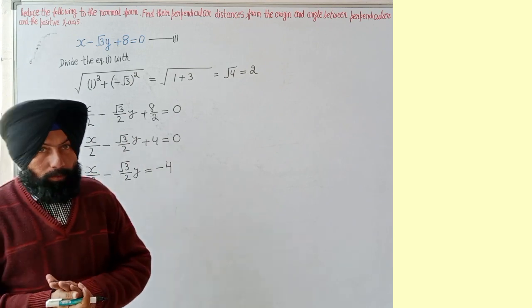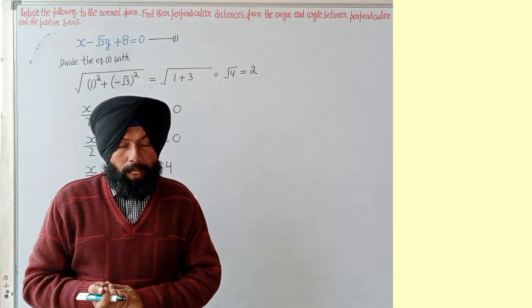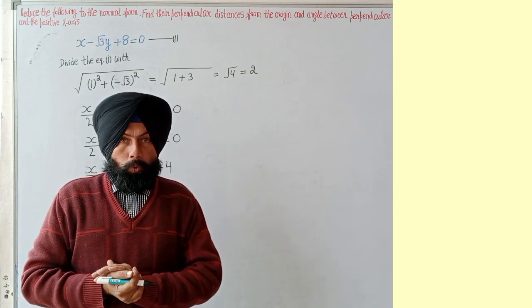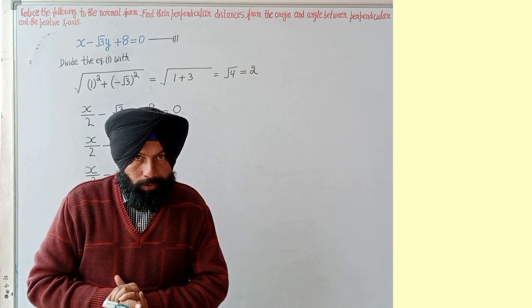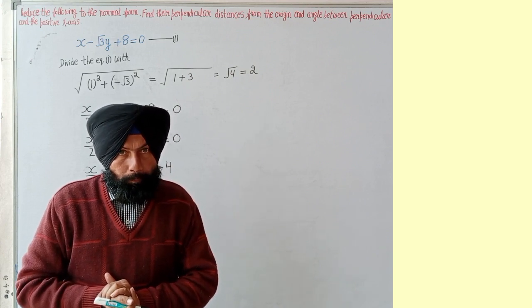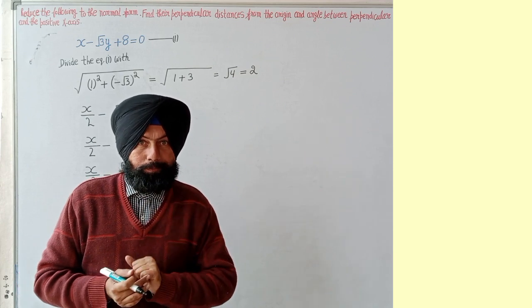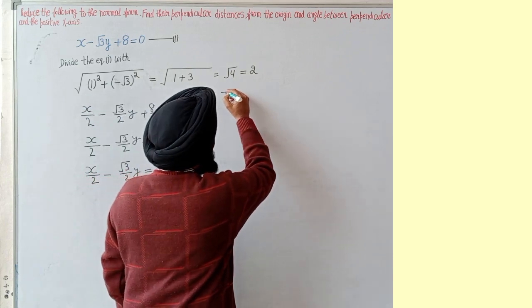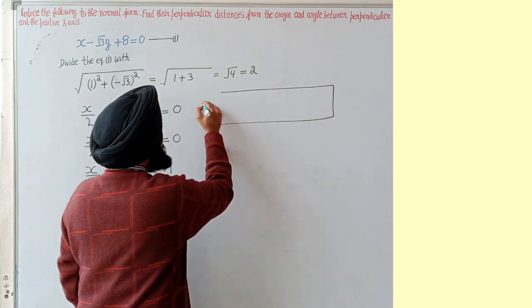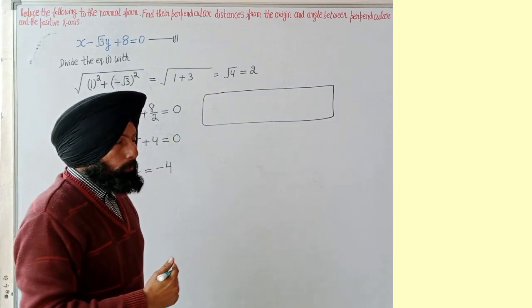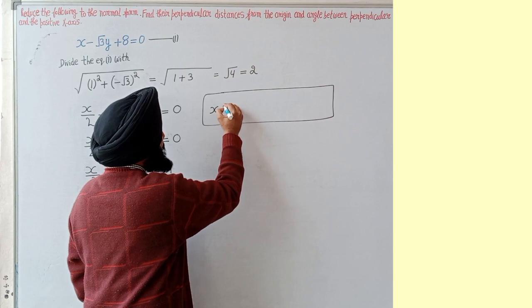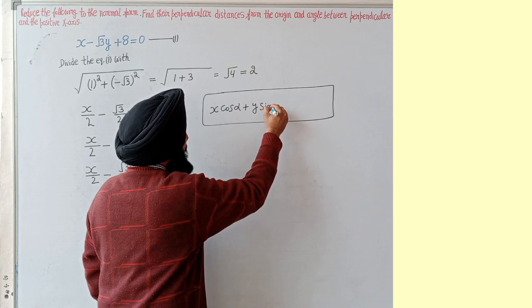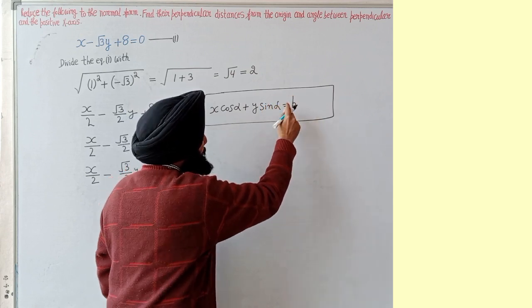Now, in this sum, there is one important step while doing this type of sum. You must remember that the value of p we consider positive. We know the perpendicular form, or normal form, that is x cos alpha plus y sin alpha equal to p. P is positive.